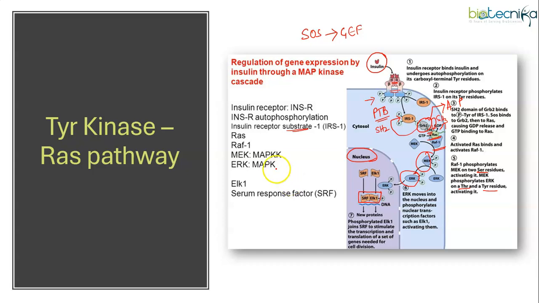So based upon the discovery, RAF1 is named as MAP kinase kinase kinase, MEK as MAP kinase kinase, and ERK, which was first discovered, belongs to the family of MAP cascades. So it is termed as MAP kinase.